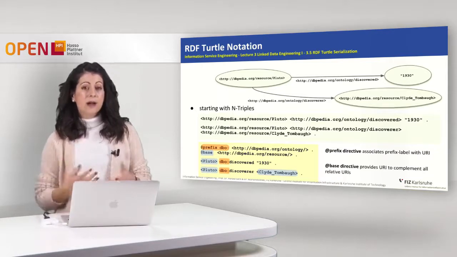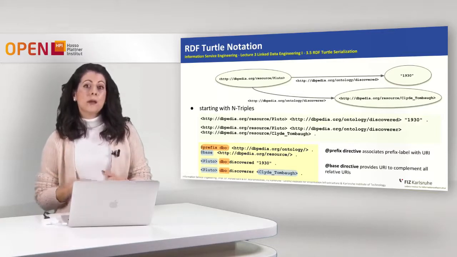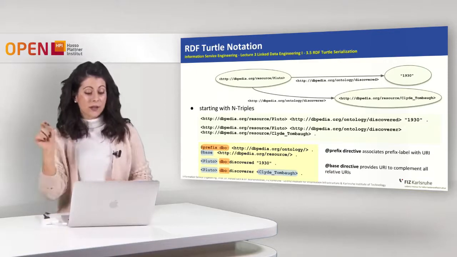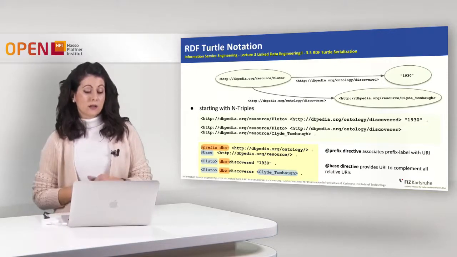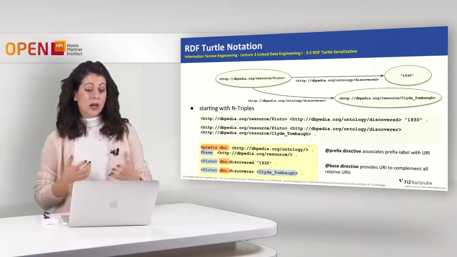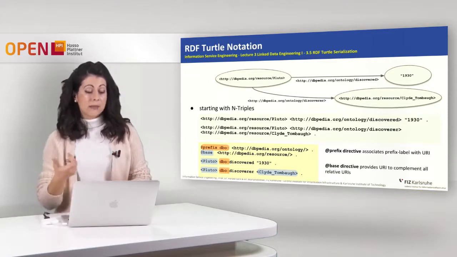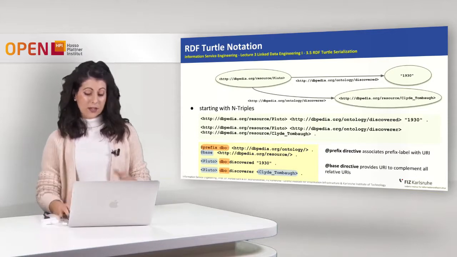Then we also have the base directive, which provides a URI to complement all the relative URIs. You see here that we have the @base and then part of the URI following it. And whenever we have to use this URI, we can just put the part of the entity into angle brackets without repeating this part of the URI again.